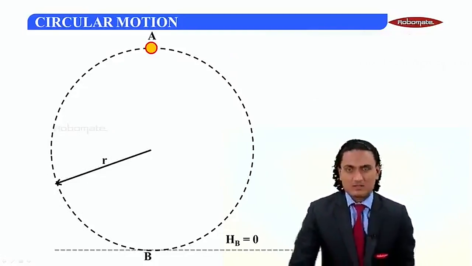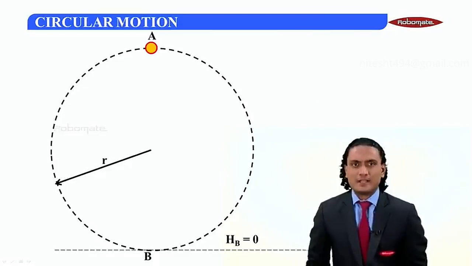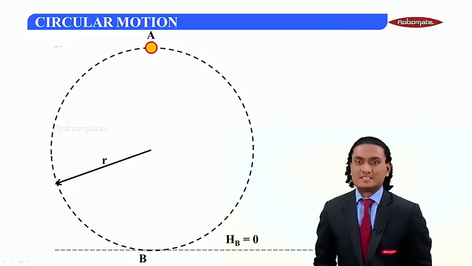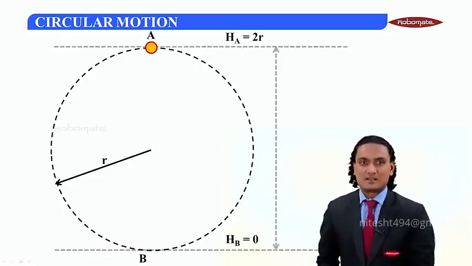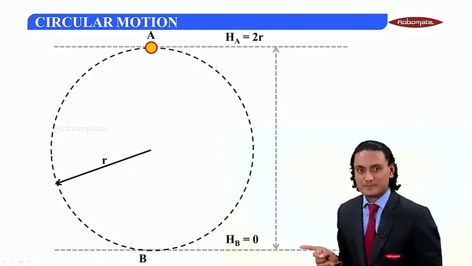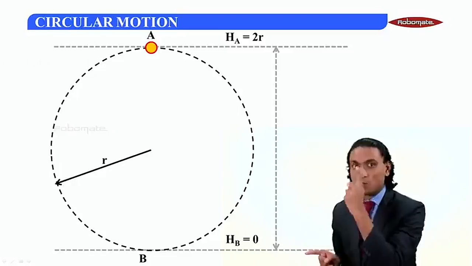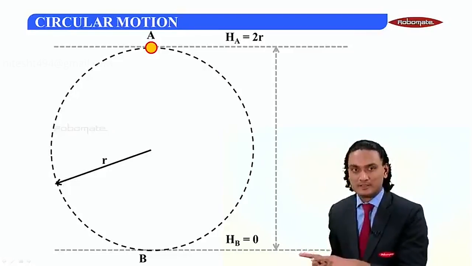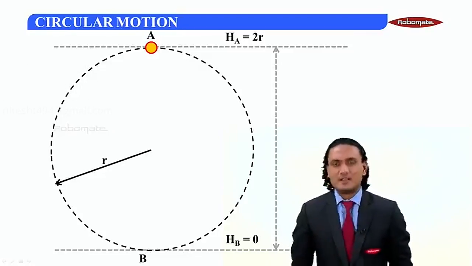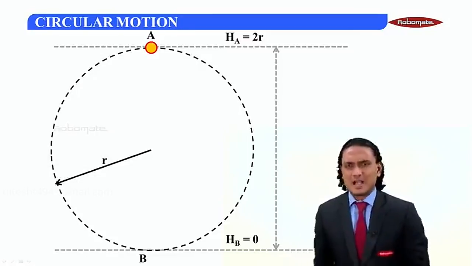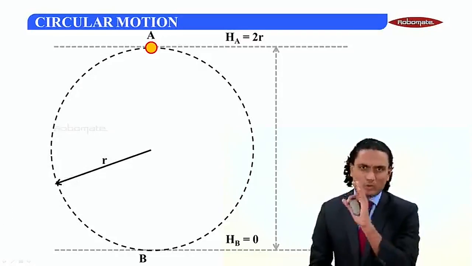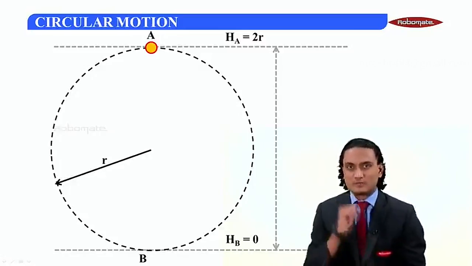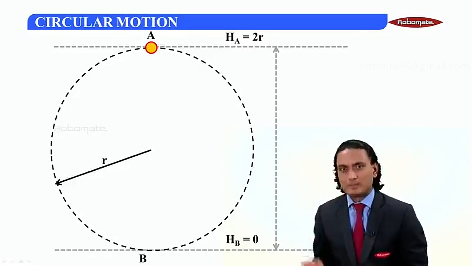Now, let R be the radius of the vertical circular path traced by the particle. Now, see there, point A, the topmost point. I can say that point A is at a height of 2r from the reference point B. Point A is at a height of 2r from the reference point B. Is that clear? Fine. Now, before going on to the velocity derivation, let us see what will be the potential energy of the object at point A and at point B.